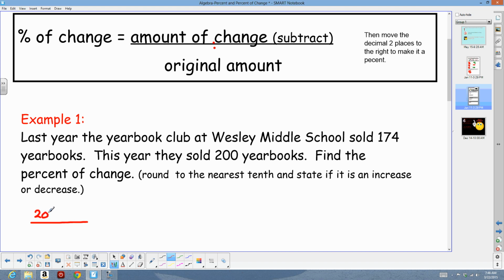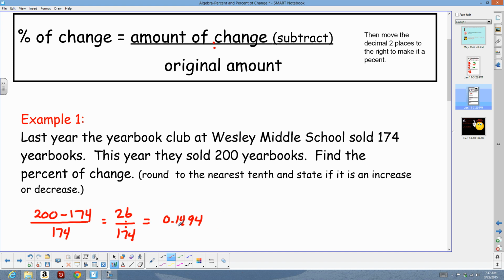So 200 minus 174 over the original, or the starting amount. So we'd go with last year's amount, which was 174. Well, 200 minus 174 is 26. So it's going to be 26 divided by 174. 26 divided by 174 equals about 0.1494, and it continued on, but that's all we really need to know if we're going to write it to the nearest percent, or the nearest tenth of a percent.